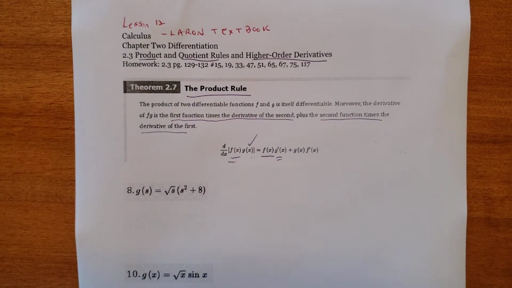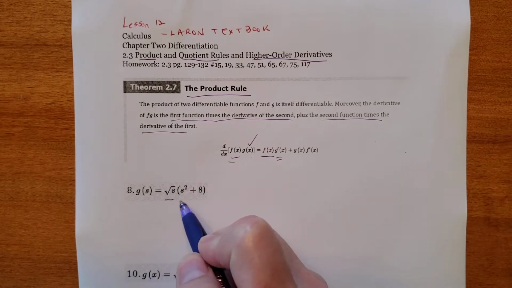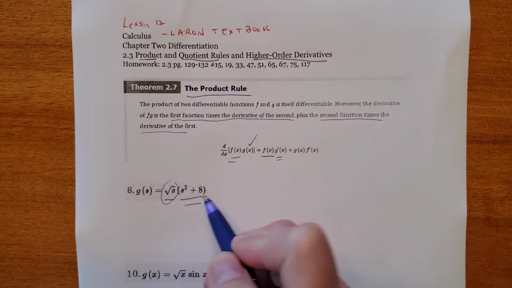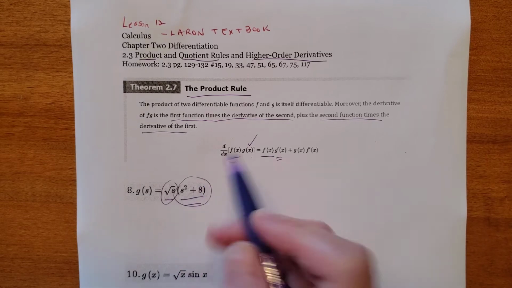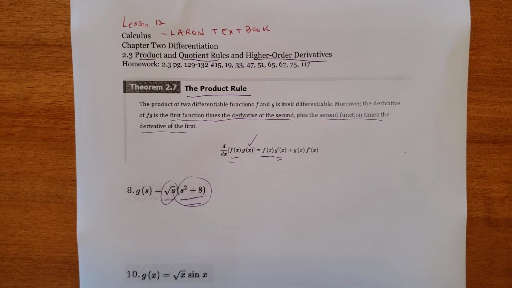So the hardest part of the product rule is understanding what you're multiplying together. We are multiplying this chunk here times the second chunk here. These two chunks are multiplied together. Those expressions are products of each other.